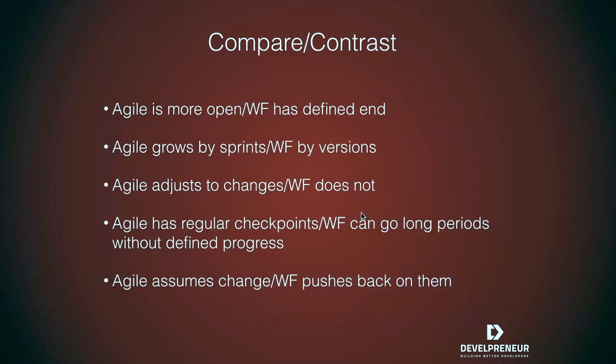Agile has regular checkpoints, which are these sprints. Along the way, we're going to put something out. We're going to be able to put it in front of people and get feedback. Waterfall, you do stuff, but you don't deliver something until the end of a step. And sometimes you can go a very long period of time without defined progress.